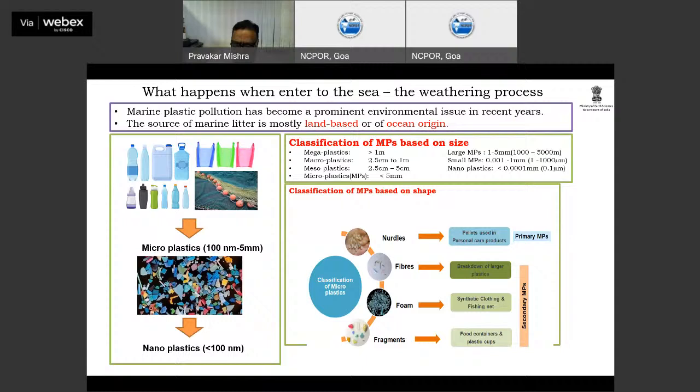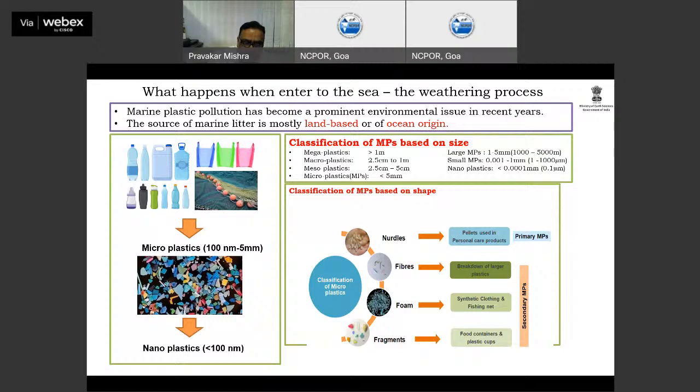The primary plastics are those being produced, being made for particular uses, like pellets used in personal care products, and nodules that are made in industry for our different purposes. The secondary plastic comes through the weathering of bigger plastic, whatever goes into the form of microplastic is the secondary plastic.